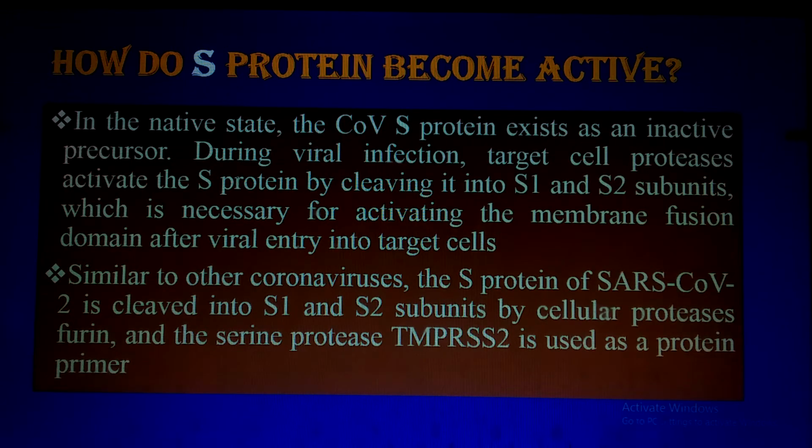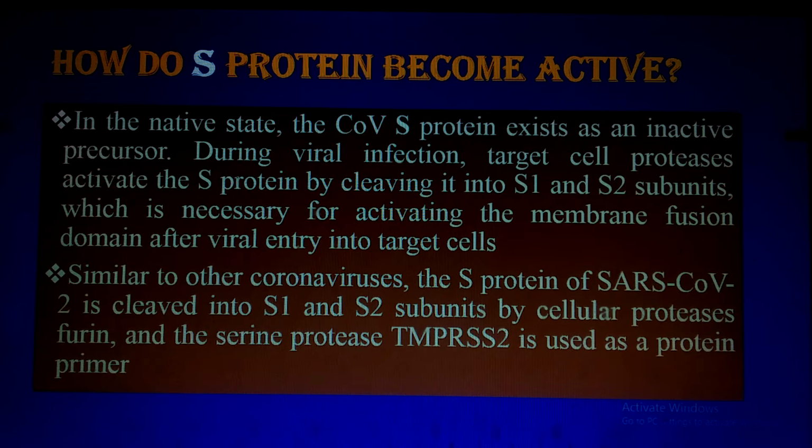You will learn a lot, which is necessary for activating the membrane fusion domain after viral entry into the target cell. Is it clear? So the spikes help in the attachment or fusion of the coronavirus, as well as in the infection, or you can say the entry of the coronavirus into the host or human cell. Similar to other coronaviruses, the S protein of SARS-CoV-2 is cleaved into S1 and S2 subunits by cellular proteases: furin and the serine proteases, transmembrane proteases, which are also used as protein primers.